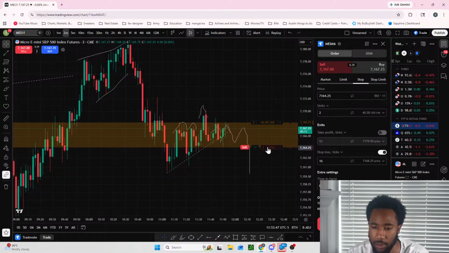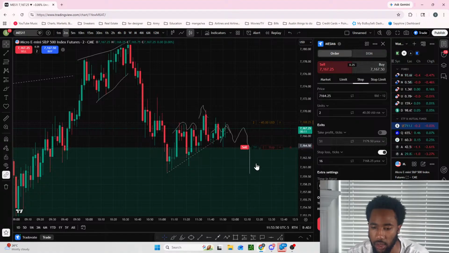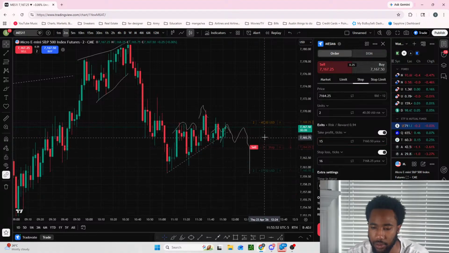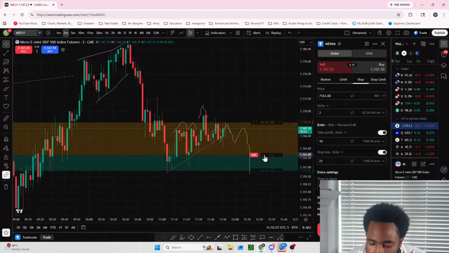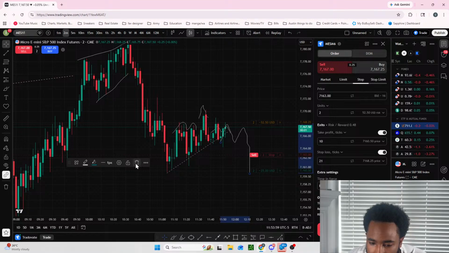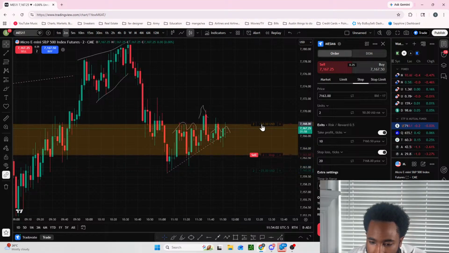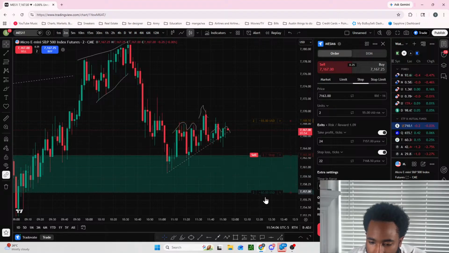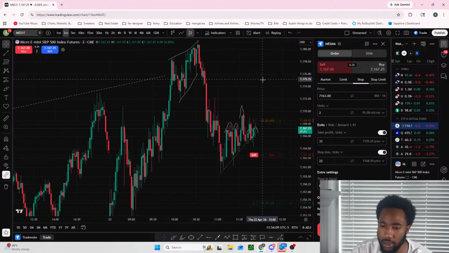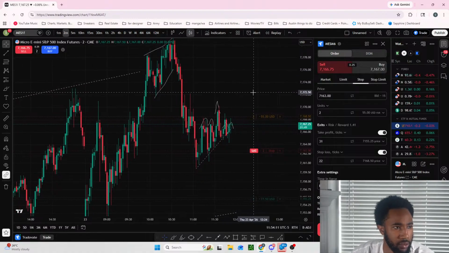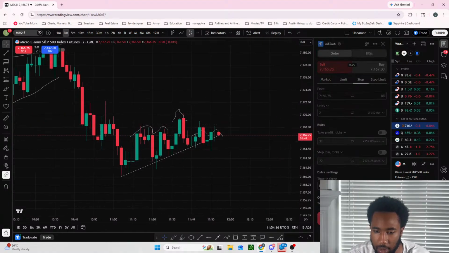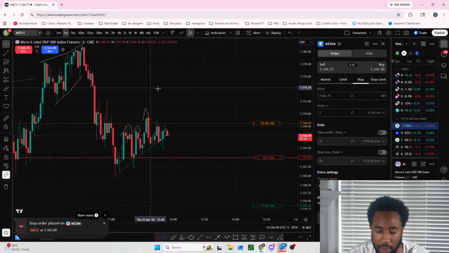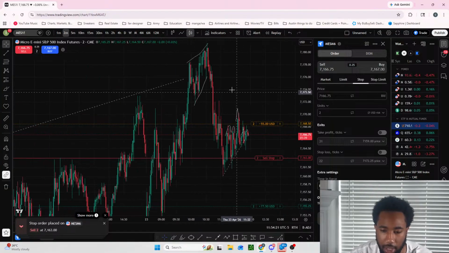Or I could play it to the bottom of this trend line like this. That seems risky. All right, about there. And I'm looking for it to fly down to the downside. Okay. Let's set that up. Orders placed, waiting for price to take me in.